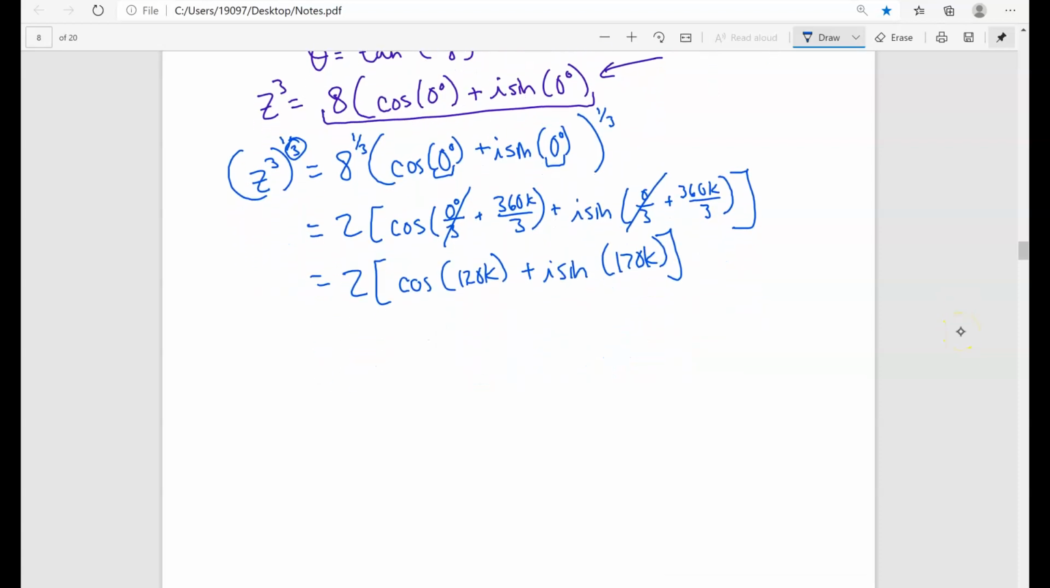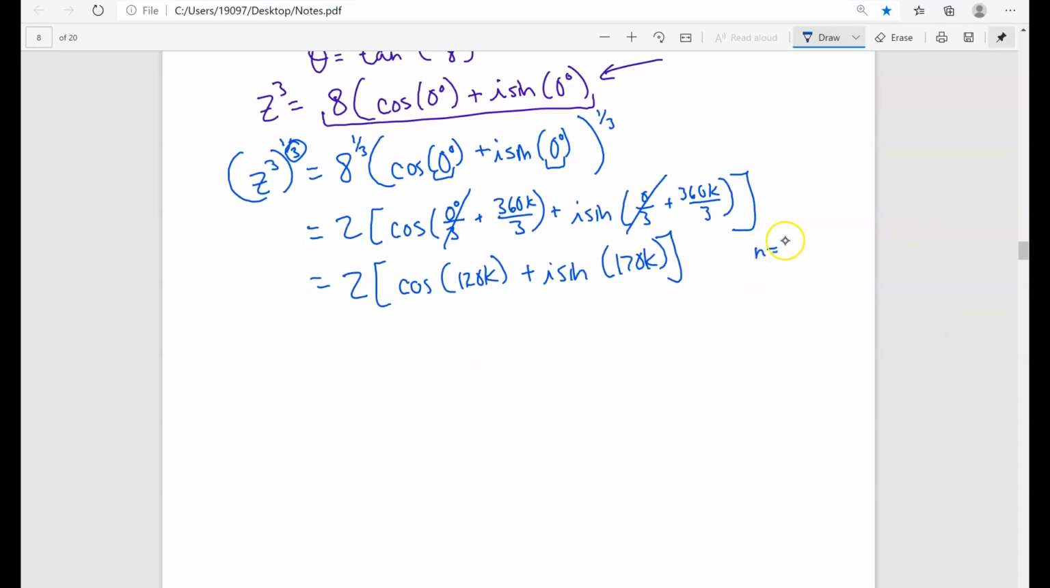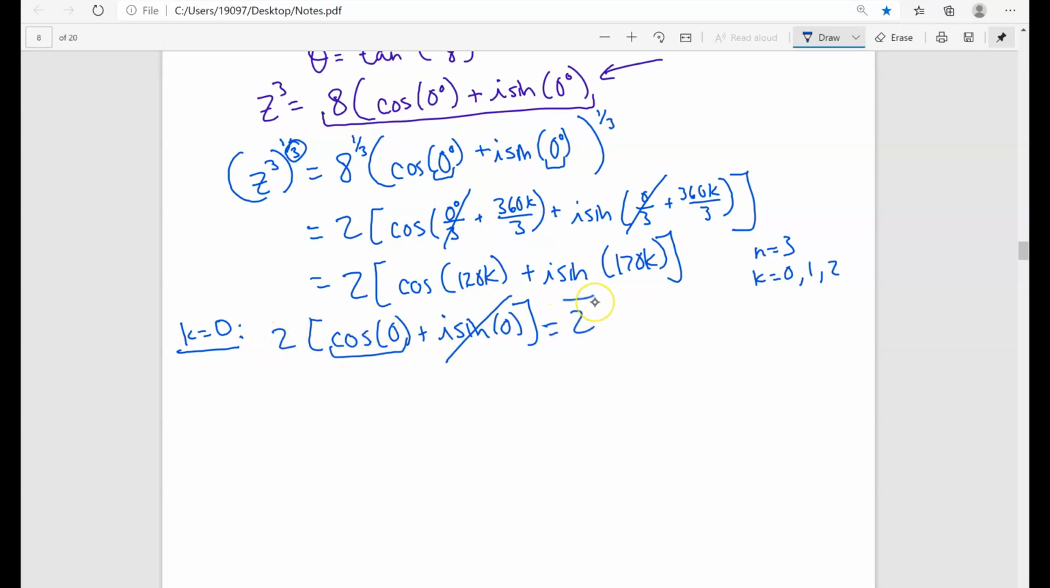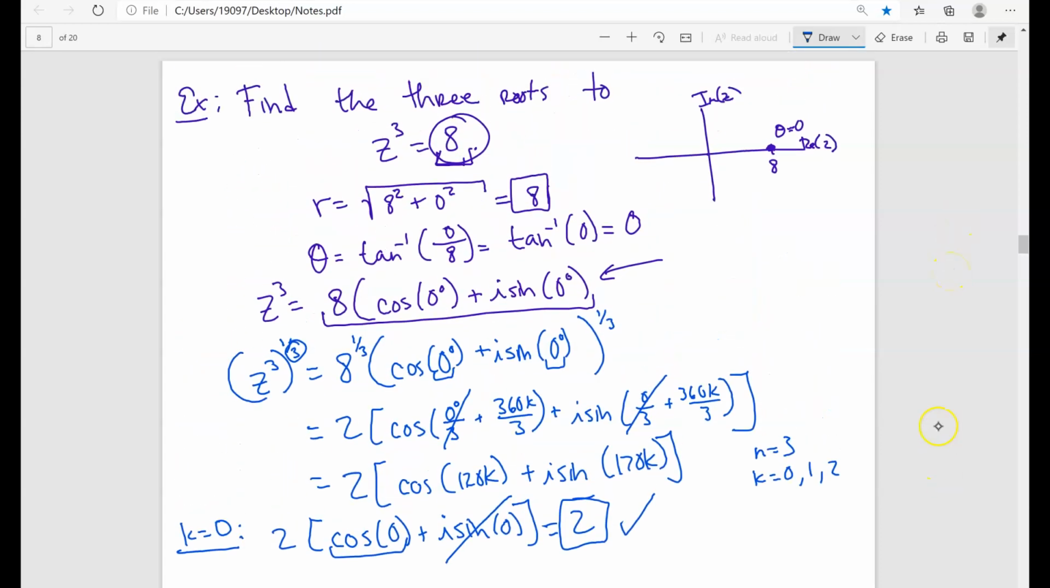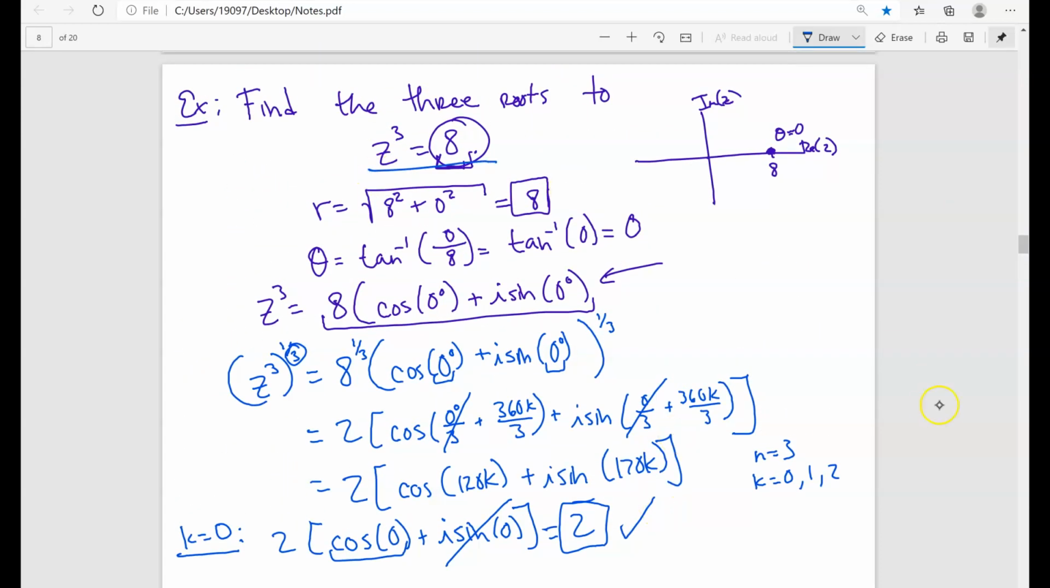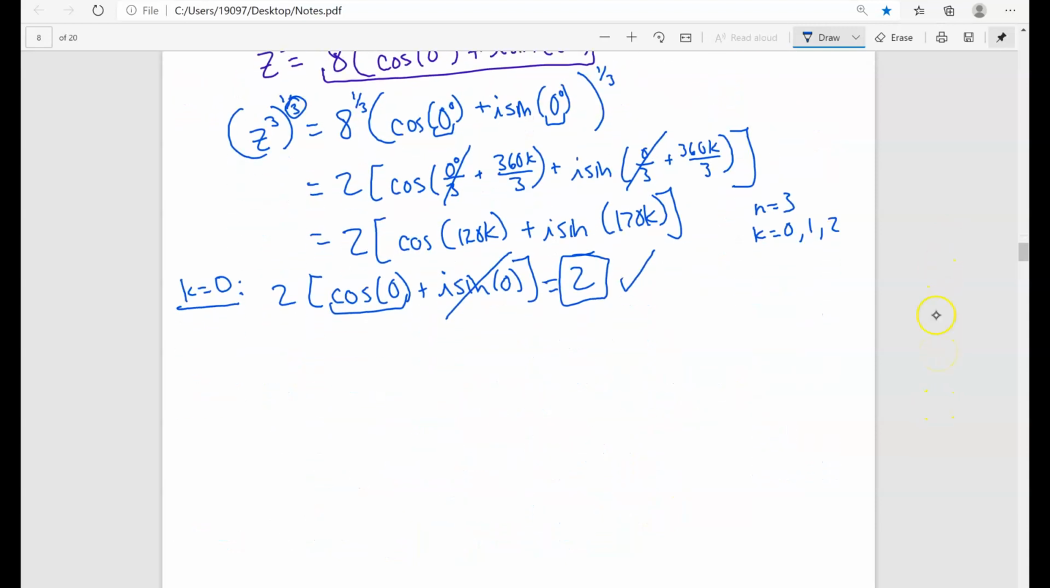All right, so now we have to do the iterative method, right? So notice that n here was equal to 3, so that means k is going to go for 0, 1, and 2 again. So we're going to start off with k equals 0. Okay, so we're going to take 2 times cosine of 0, I sine of 0. So this is going to go away. This is just equal to 1, so 2 times 1 gives me 2. So this is my first root. And that kind of makes sense because we kind of already knew that, because if I take the cubed root of this, I'm just going to get 2. Okay, so that was one of the solutions that we already knew.